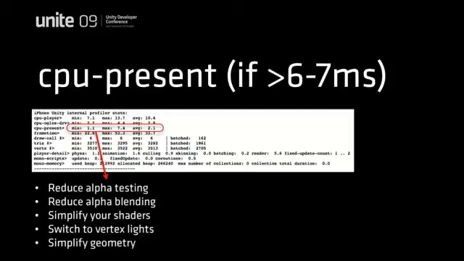You should minimize your alpha tested surfaces. Then if you have alpha blending, you should reduce that. Simplify your shaders. Instead of having 2 textures, use 1 texture. Turn off lighting if you can. Use fewer lights. Pre-bake lighting, do whatever you want, just to simplify your shaders. And then simplify your geometry. So these are easy steps to make your game run faster.